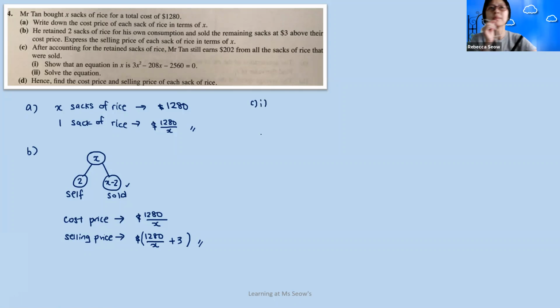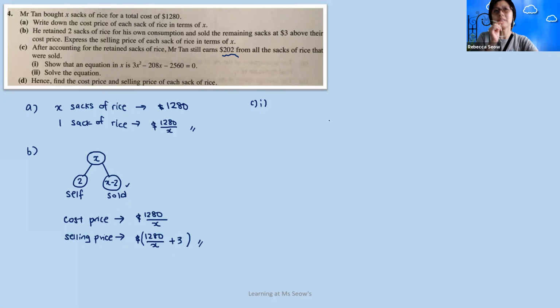For C, part 1. After accounting for the retained sacks of rice, Mr. Tan still earns $202 from all the sacks of rice that were sold. Show that an equation in X is 3x squared minus 208x minus 2,560 equals 0. Let's see, how can we bring in $202 from the question and put it into an equation such that we could form the equation that they want us to show.